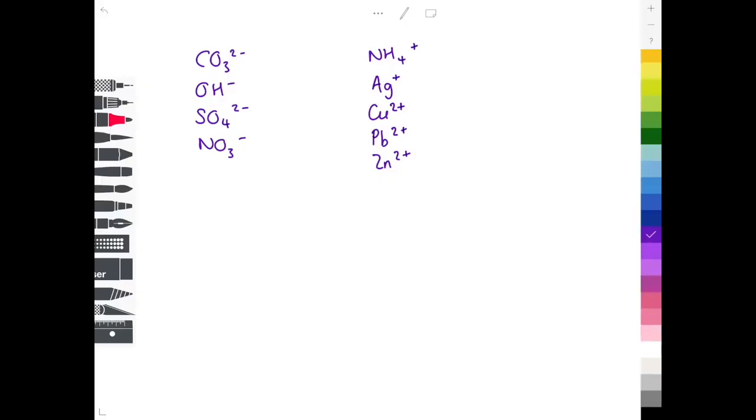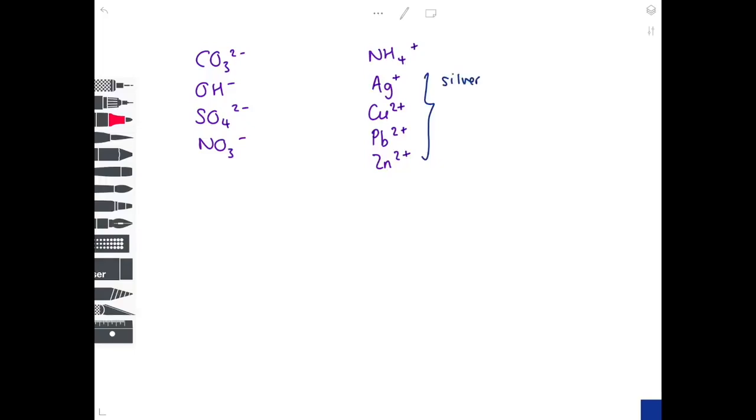Unfortunately, there are some ions which you'll simply have to learn off by heart because you can't work them out from the periodic table. So let's just go through what all of these are. Starting with these transition metals along here, just going to have to learn them. The first one is silver, this one is copper, Pb2+ is lead, and zinc is Zn2+.